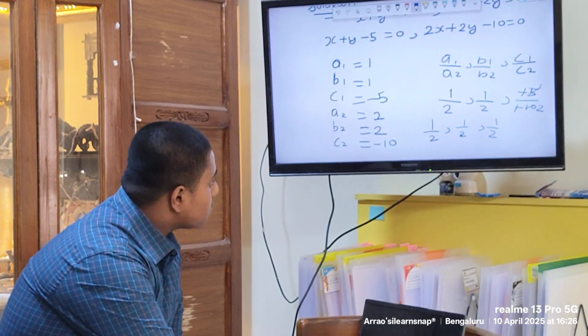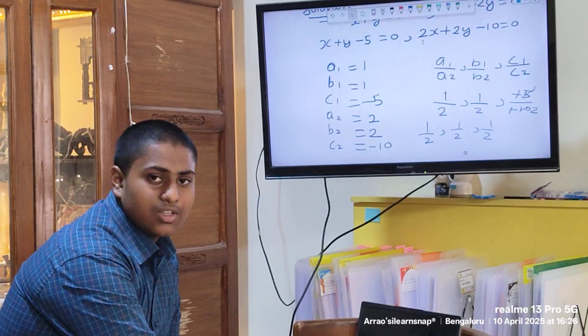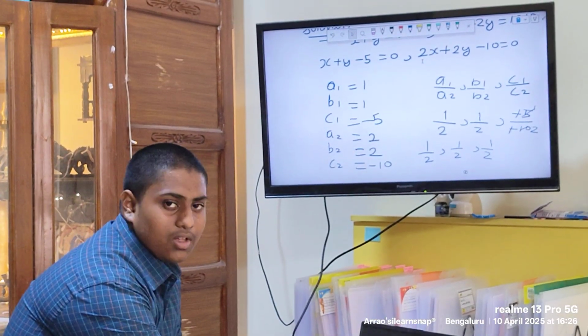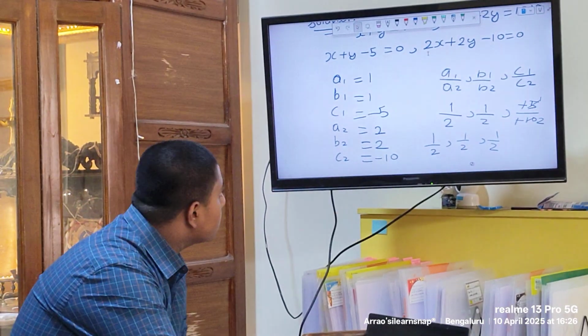Here all three are the same. So this will be infinite solutions. This pair of equations has infinite solutions.